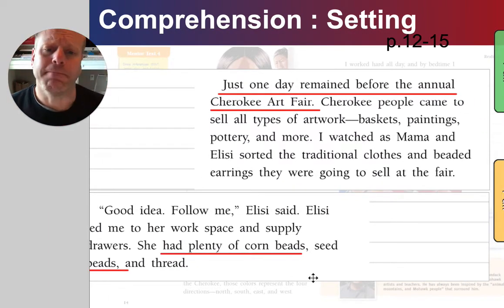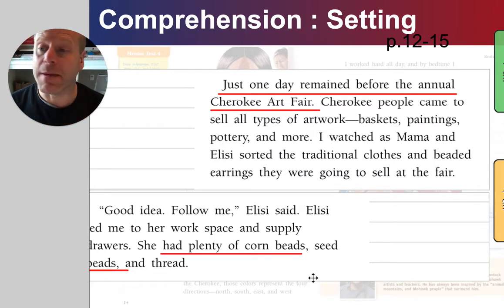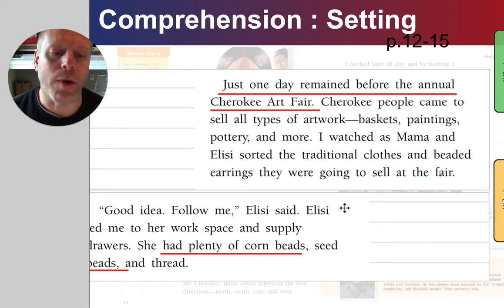One day remained before the annual Cherokee Art Fair. Cherokee people came to sell all types of artwork, baskets, paintings, potteries, and more. I watched Mama and Elise sort the traditional clothes and beaded earrings that they were going to sell at the fair.